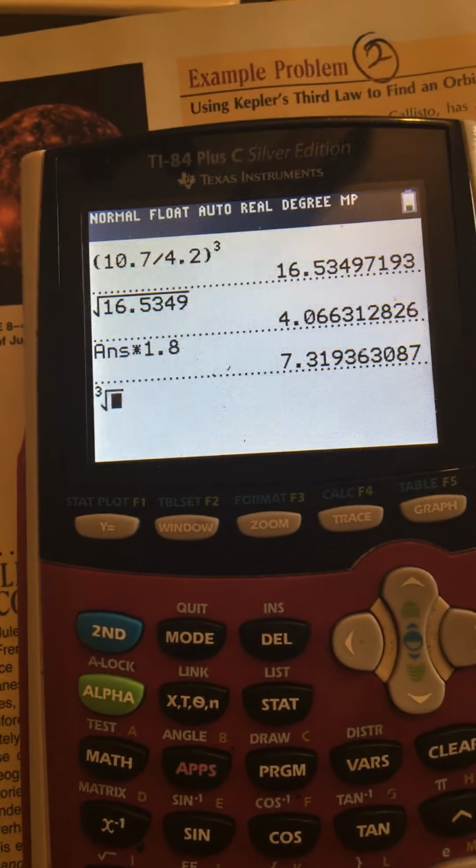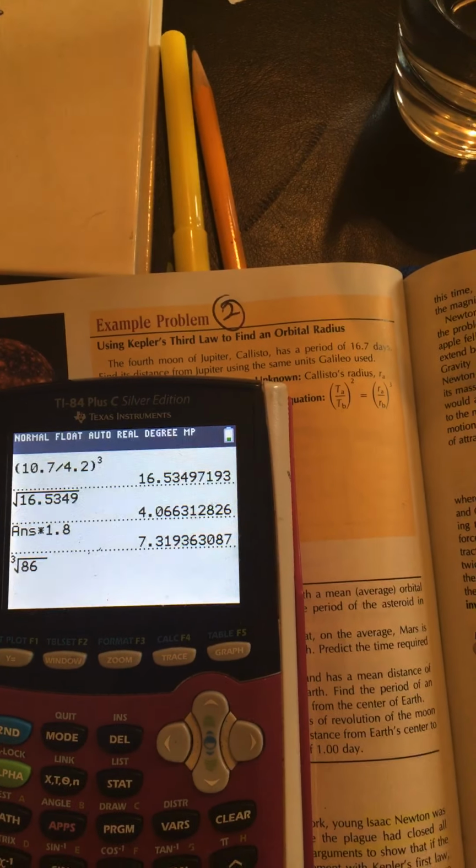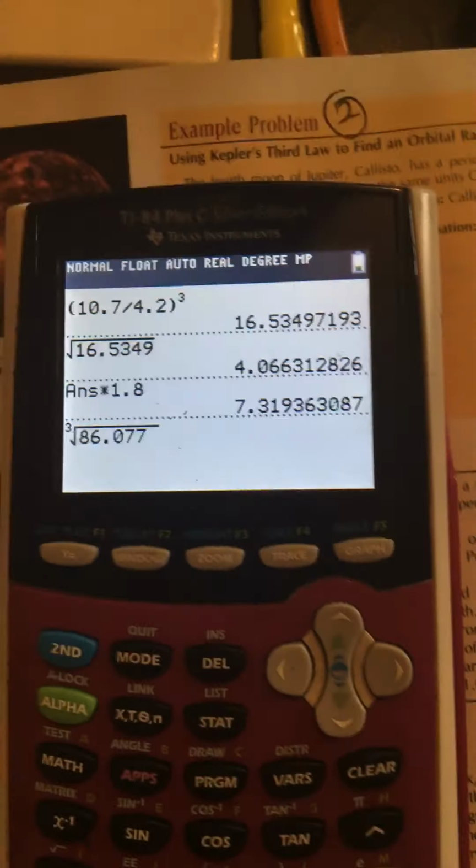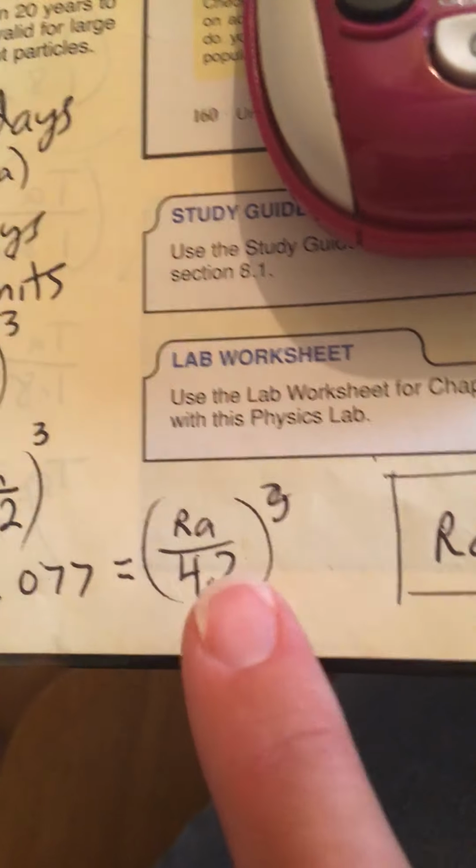And now I'm going to put this number in, because I'm going to take the cubed root of both sides. So I'll put in 86.077. Enter. And I get that it is 4.41. Now this is out, and I can just multiply both sides by 4.2. So I'm going to do times 4.2. And there's the right answer.